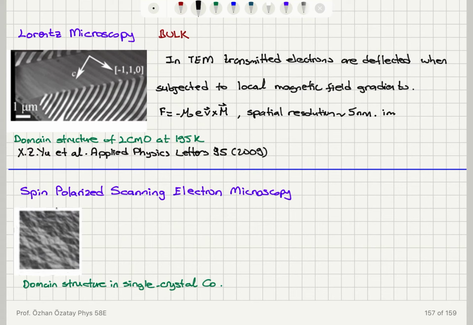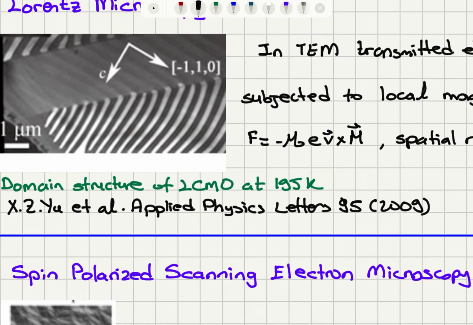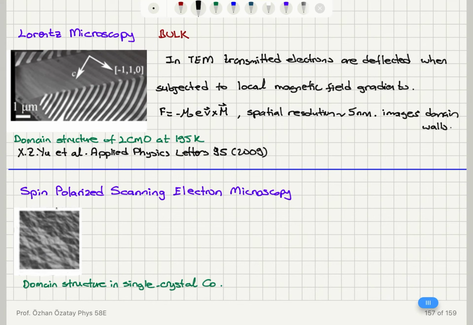But what it does image is domain walls, because the deflection of the electrons is due to magnetic field gradients. So we are imaging domain walls, and it's a bulk effect because we are looking at transmitted electrons. And here you can see the domain structure of lanthanum calcium manganese oxide at 195 Kelvin, using Lorentz microscopy. It's a very nice picture. You can see the presence of these domains.